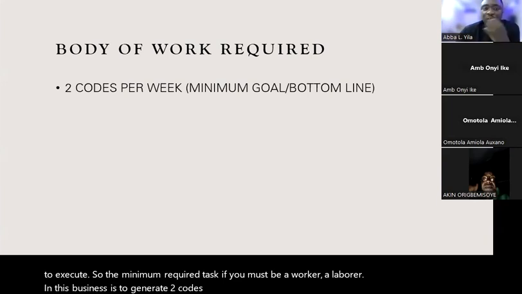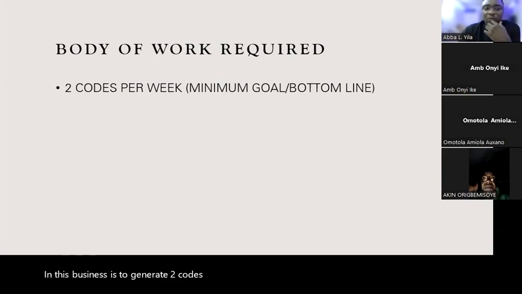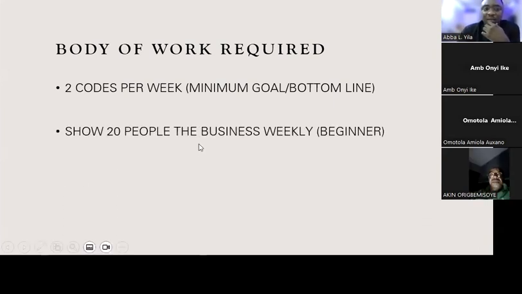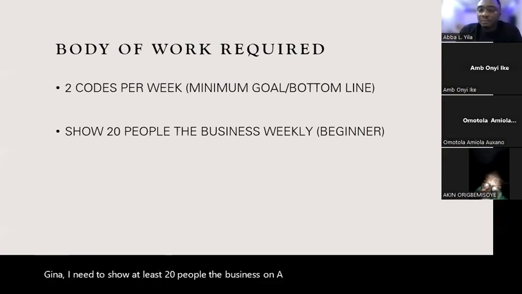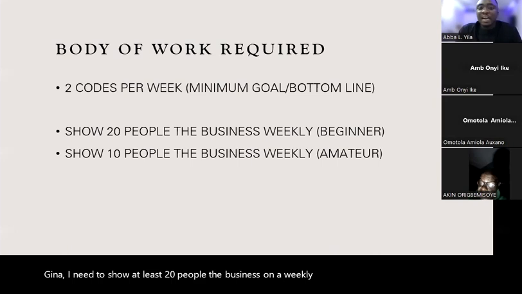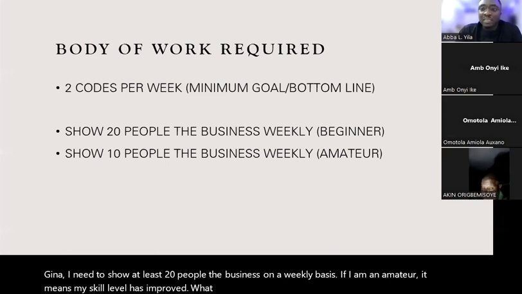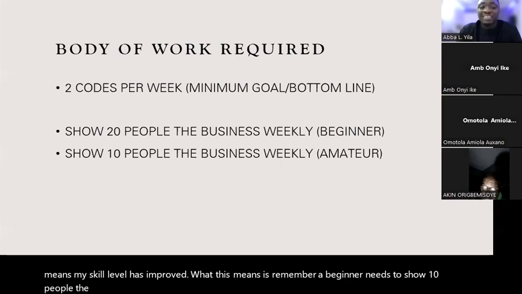As we've seen previously, if I must generate 2 codes as an active partner or as a worker, it means on a weekly basis, if I'm a beginner, I need to show at least 20 people the business. If I am an amateur, my skill level has improved. Remember, a beginner needs to show 10 people the business for 1 person to sign, which guarantees 1 person to sign up.